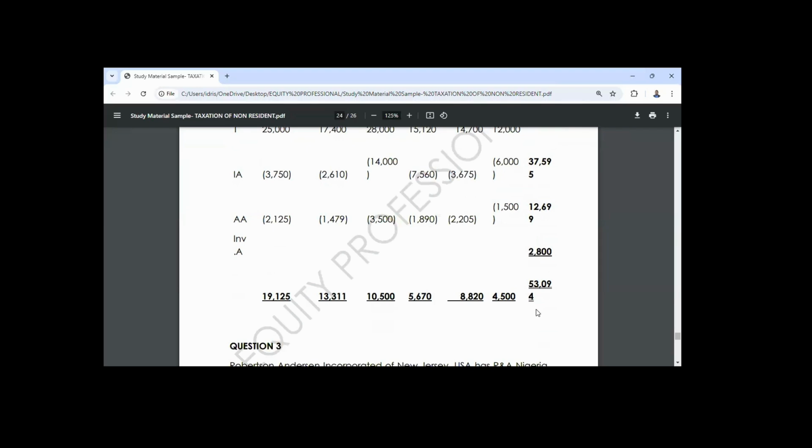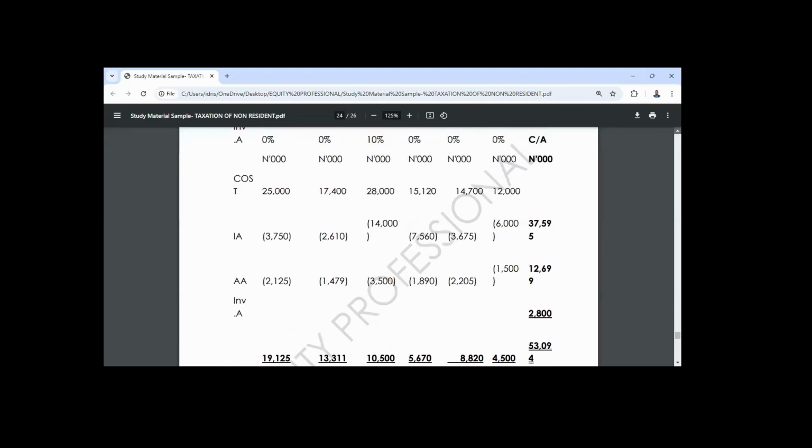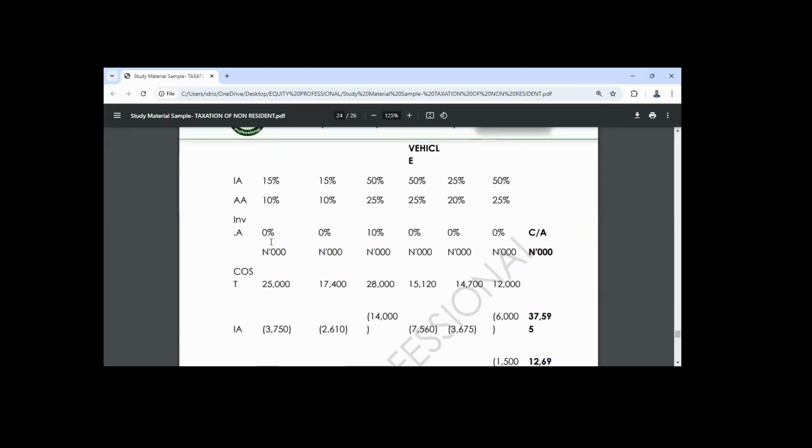My other colleague has taught us how to compute capital allowance. Take for instance, let me give one example. For this first one now, how do I get initial allowance? 15% of the cost, 15% of 25,000 is going to give us 3,750.